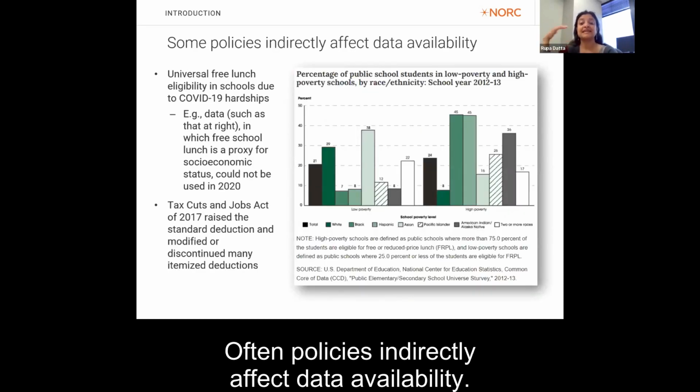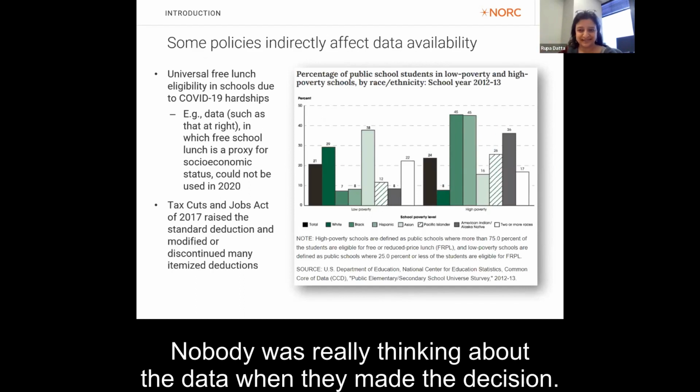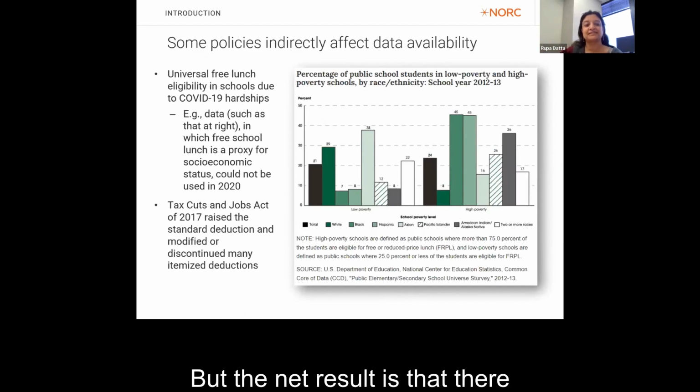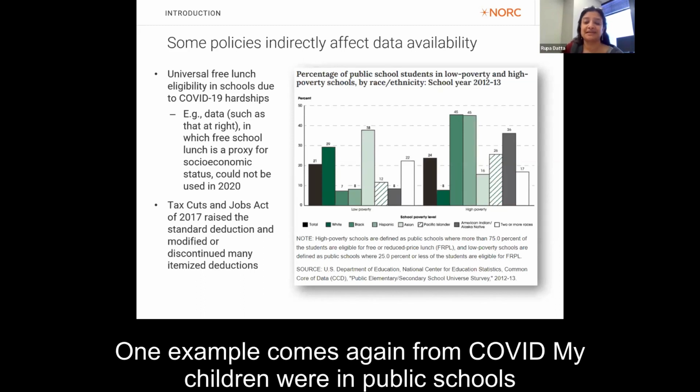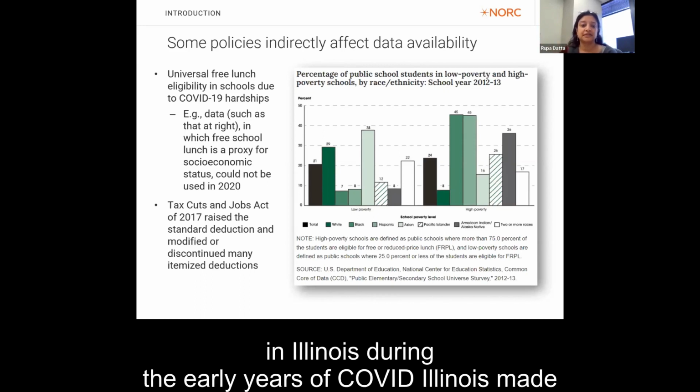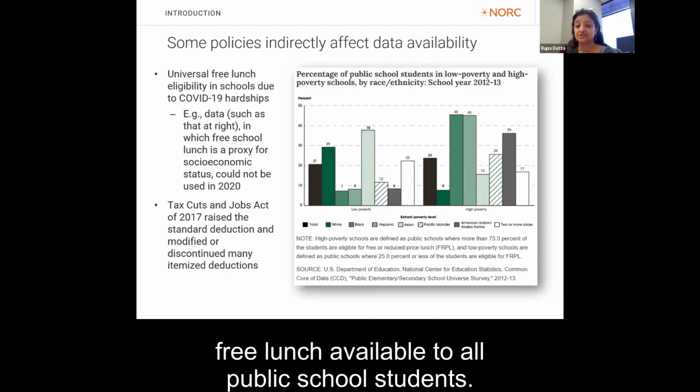Often, policies indirectly affect data availability. Nobody was really thinking about the data when they made the decision, but the net result is that there is a change in the available data. One example comes again from COVID. My children were in public schools in Illinois during the early years of COVID. Illinois made free lunch available to all public school students.